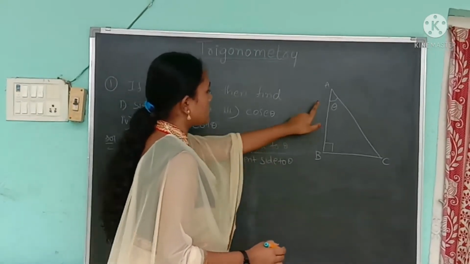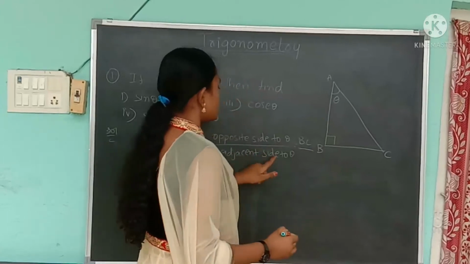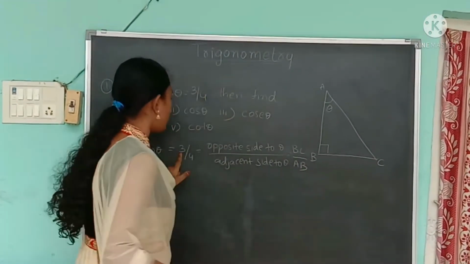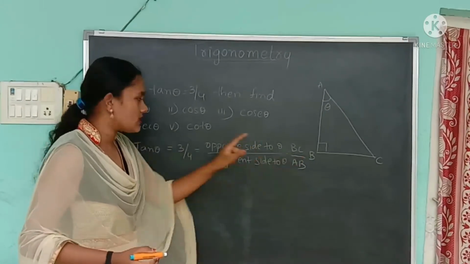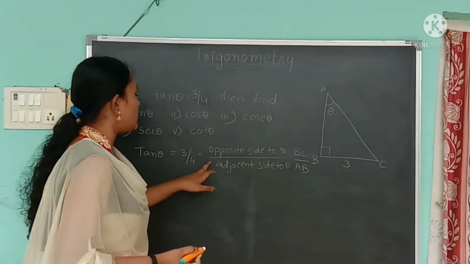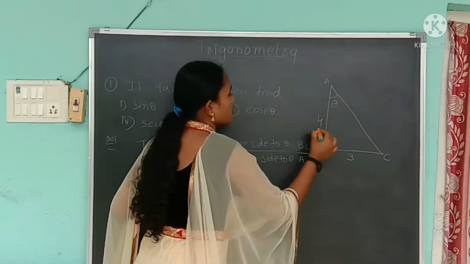So what is the opposite side to theta? BC. And what is the adjacent side to theta? AB. So BC by AB is equal to 3 by 4, which means the value of BC is 3 and the value of AB is 4.